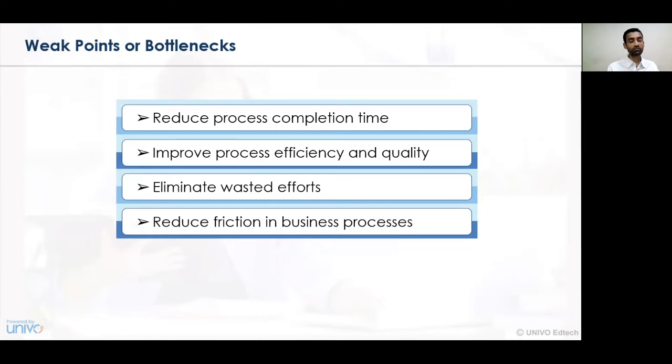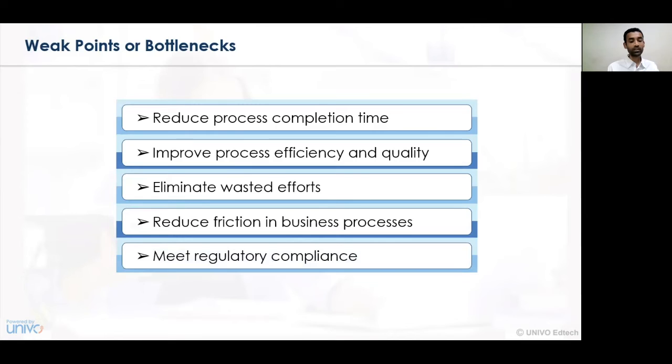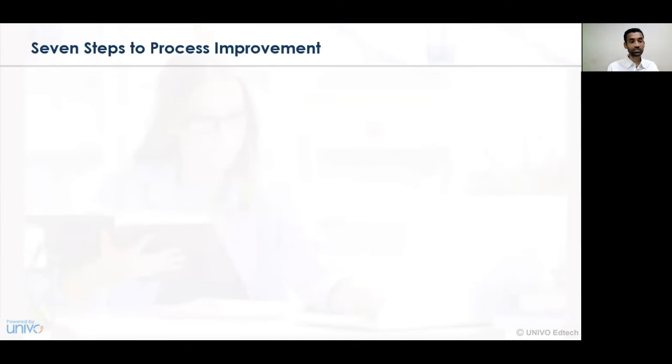So accordingly, whatever friction exists in the business processes should be reduced and minimized. Meeting the regulatory compliances: the regulatory compliances should be met in a timely manner. Now let us understand the various 7 steps to process improvement.